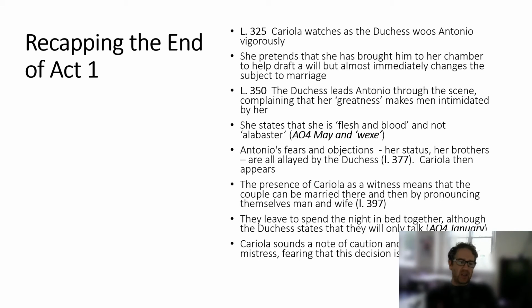As we expect in Act 1, there's always the note of the fear of tragedy to come, and Cariola perhaps sounds a note of caution to her mistress as well as Antonio, voicing his fears. You remember that this is all done undercover, so even the virtuous characters by the end of Act 1 are forced into deception. And I'll talk a little bit about some of these key quotes a little bit later.